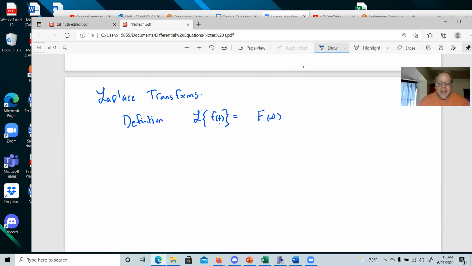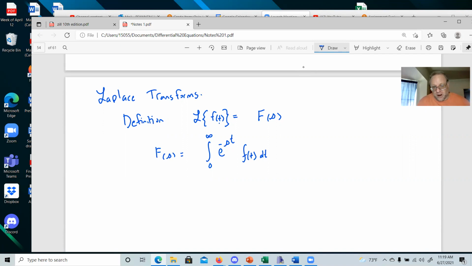And how we're going to do that is we're going to say that this is equal to the improper integral from 0 to infinity of e to the negative s, that's a script s, t, times f of t dt. And that is our definition of a Laplace transform. So capital F of s looks like that.